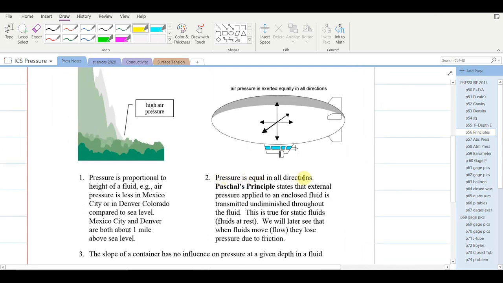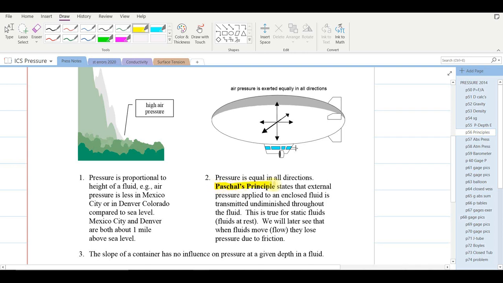Pressure is equal in all directions in a fluid. So at the front of the Zeppelin, at the back of the Zeppelin, the top, the bottom, the middle, pressure is all the same. Think about it. The pressure is created by collision of gas molecules or fluid molecules with the walls of the container. These are random motions, so on average they'll be the same in all directions.